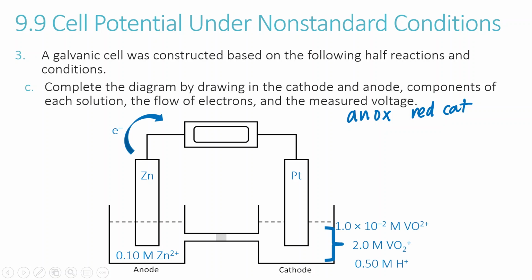So electrons flow from anode to cathode. Zinc really wants to give up electrons, high on the activity series, and the other half cell really wants to consume those electrons. So our voltage here is above our standard voltage because our forward reaction is favored under these non-standard conditions.